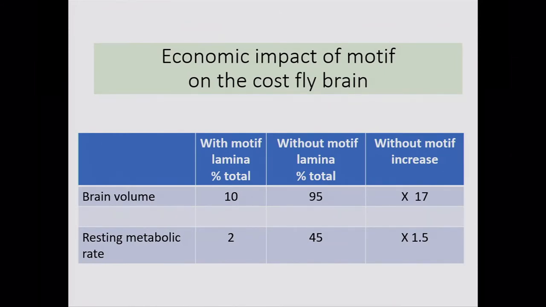And for the fly, if the lamina, this synaptic zone, is 10% of the brain's volume, without the motif, it would be 95% of the brain's volume, and the brain would be 17 times bigger. At rest, it accounts for 2% of the metabolic rate of the fly. Without the motif, it would be 45% of the metabolic rate, and the resting metabolic rate of the fly would be 1.5 times bigger. So these are big efficiency savings.